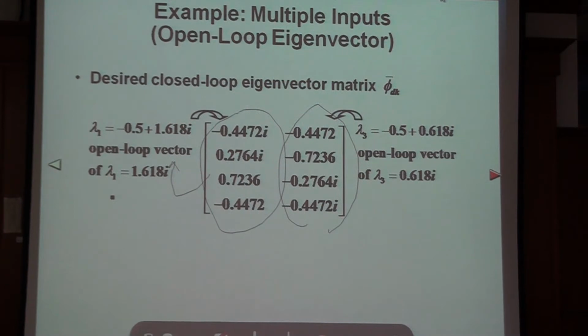I use open loop eigenvectors. I move the eigenvalue, but I don't want to move eigenvectors. So we know that if we move one eigenvalue and we don't move eigenvectors, hopefully our gain will be small. Because we move one eigenvalue, we don't move eigenvectors. Right?